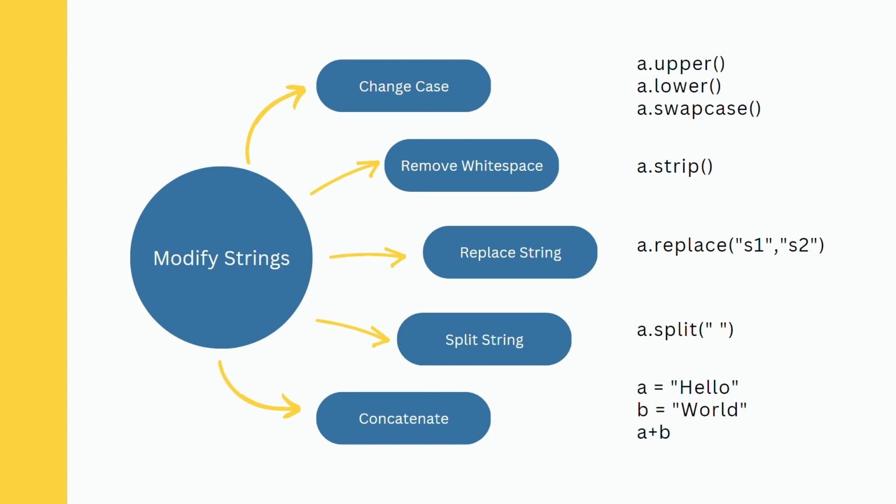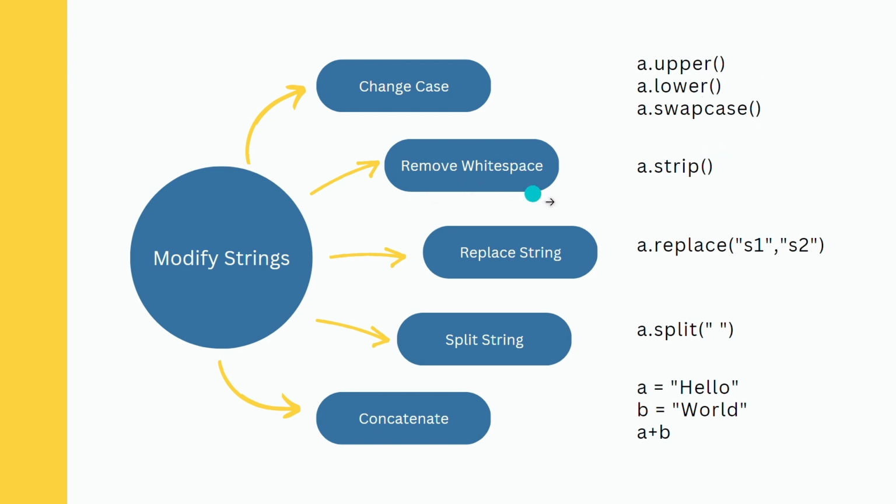You can change the case, which means you can make it either uppercase or lowercase. To make a string uppercase, you simply have to use the function upper. If your string is stored in the variable a, you will write a dot upper and it will change it to uppercase. Similarly to lowercase, a dot lower, and swap case. No matter what your string is, whether it is in uppercase or lowercase, if you use the swap case function, it will just change the case. If it is uppercase, it will go to lowercase and vice versa. So that is swap case.